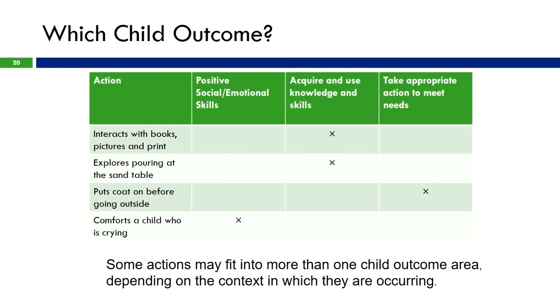For example, the child who is pouring sand at the sand table may be doing so by taking turns or interacting in a positive way with a peer. That action may not only be representative of outcome area 2, acquiring and using knowledge and skills, but it may also represent having positive social emotional skills.